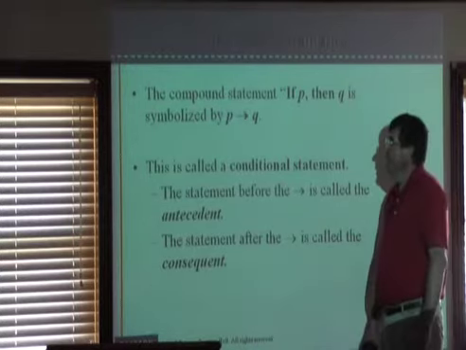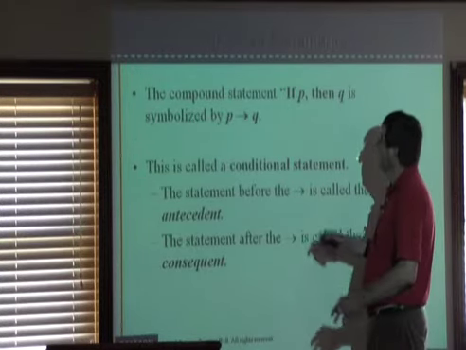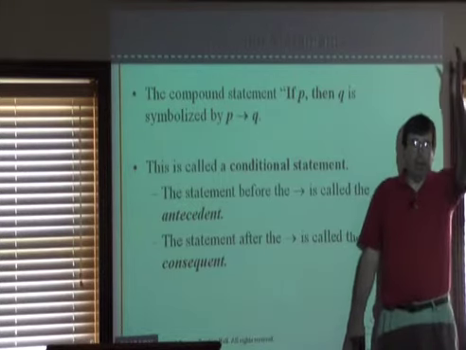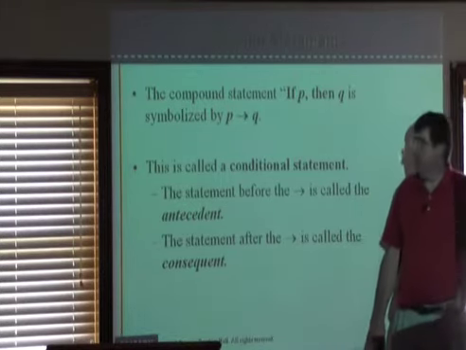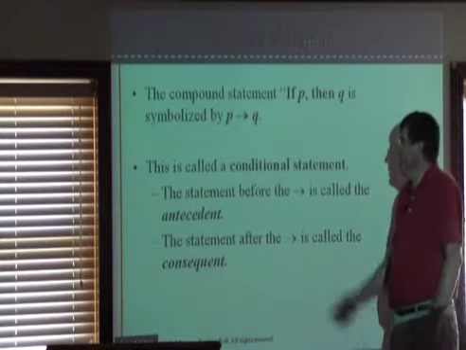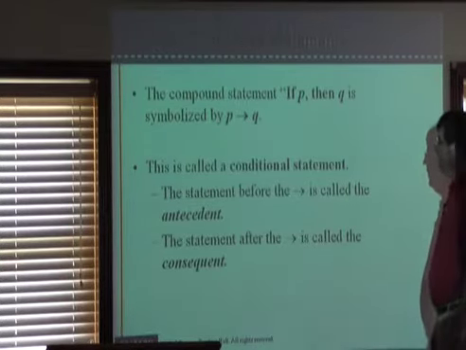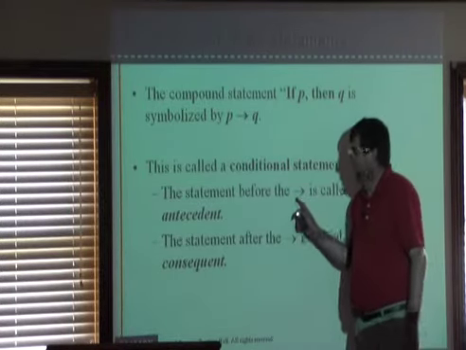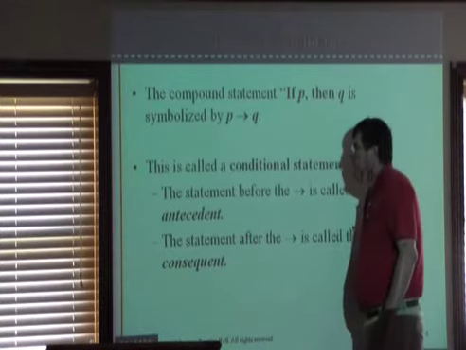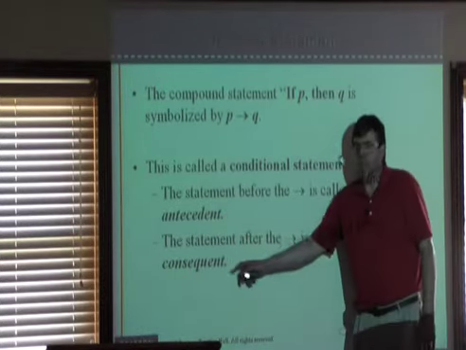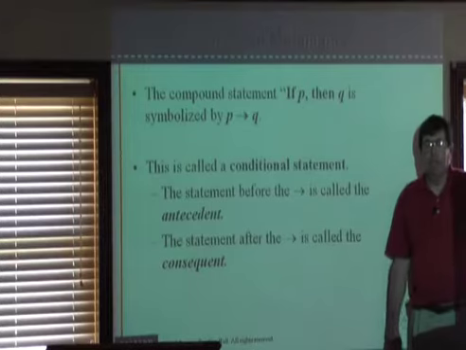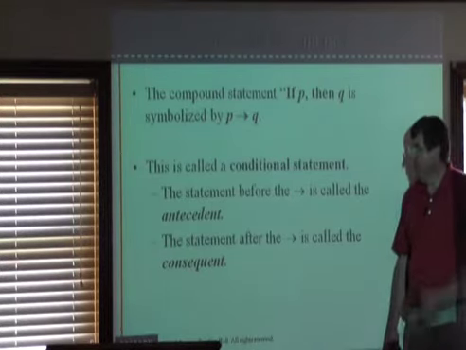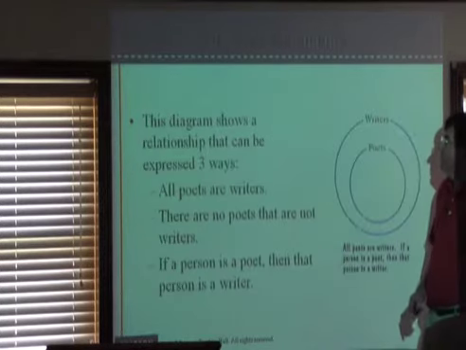All right, now a compound statement that has this form, if P then Q. If I throw a ball up in the air, then it will come down. If P, then Q. This is called a conditional statement. Now, a conditional statement has two parts. The part before the arrow is called the antecedent. The part that is after the arrow is called the consequent. Okay? If you drive into a wall, you will hurt yourself. That will be a consequent of driving into the wall.